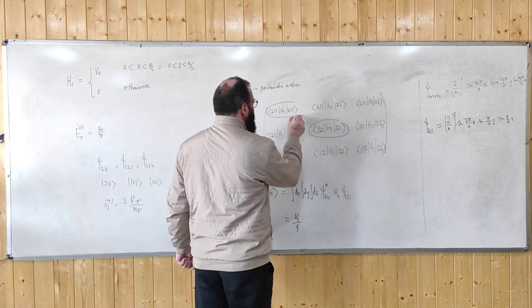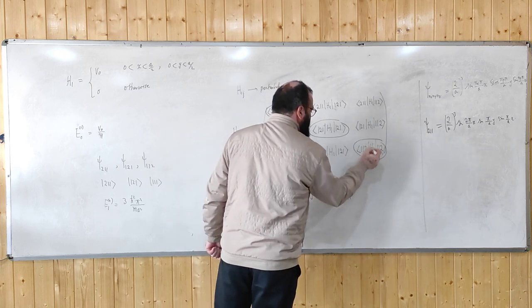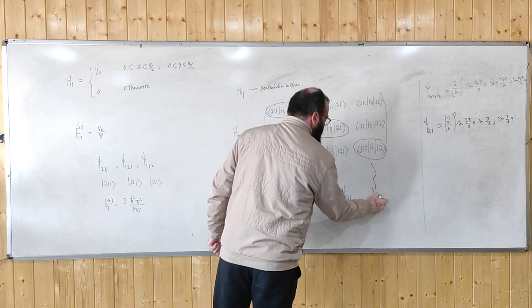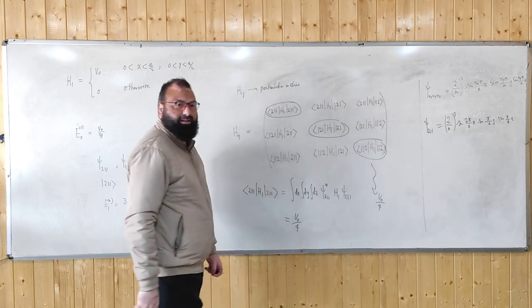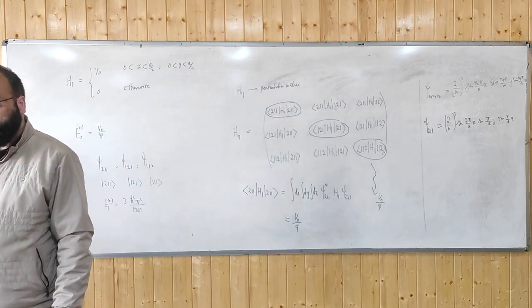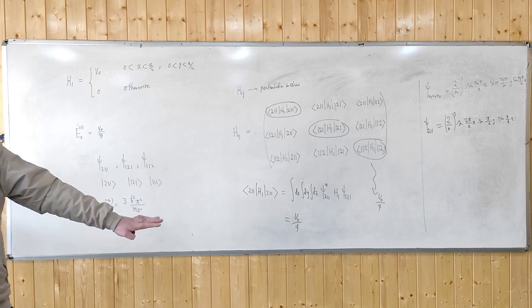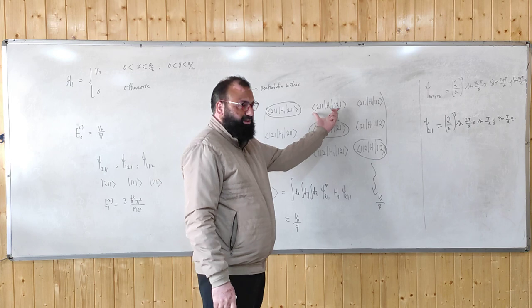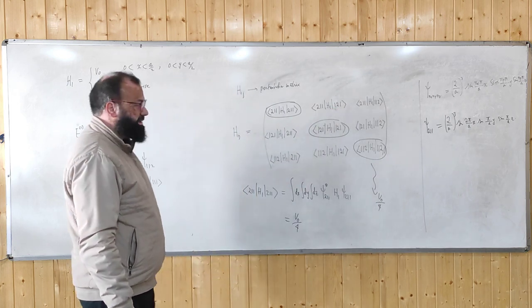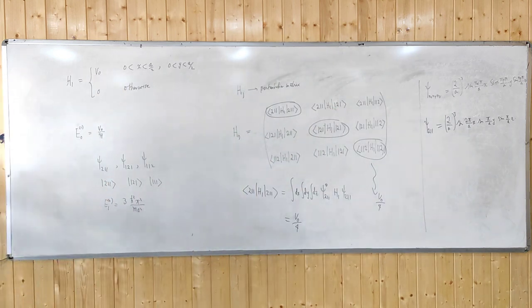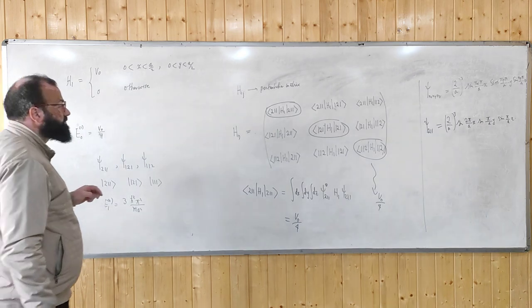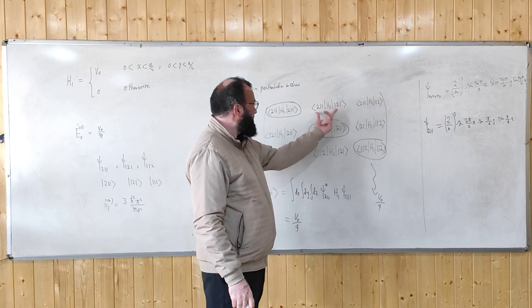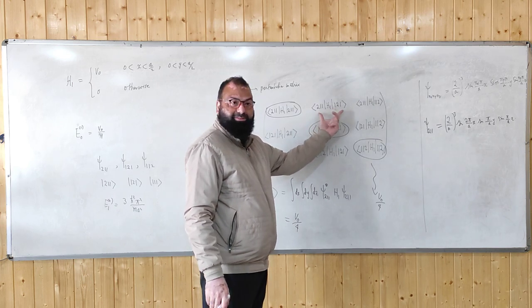So for the other diagonal elements, their value is all V0 by 4. Clear? Got it? So now you know how to evaluate the diagonal terms. Now let's look at the off-diagonal terms. I will calculate only one, the rest you will do. Let me take this one. Can you tell me what should be the value of this term?